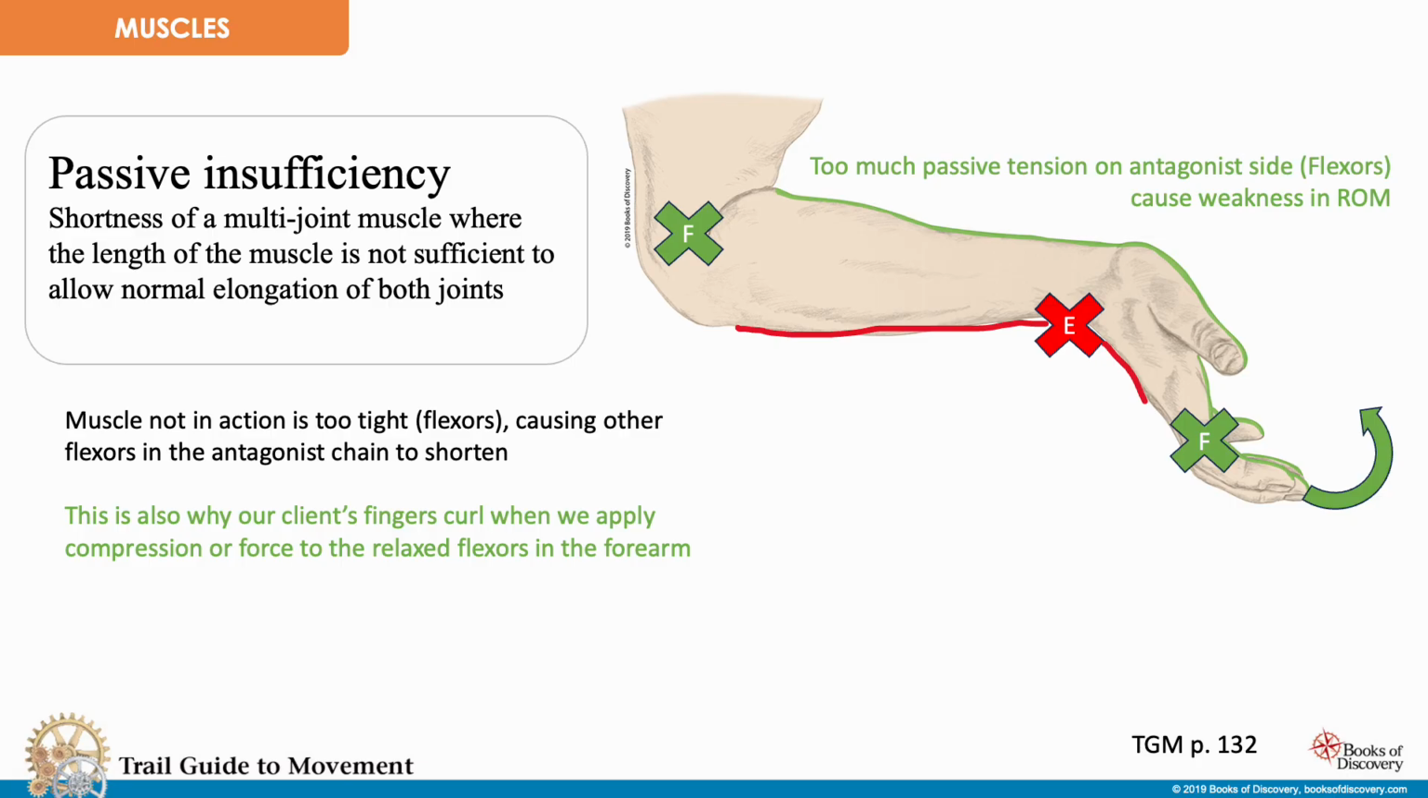So this is why we always check for tightness by looking at the opposite side. If your client can't fully extend their wrist, don't just work on the extensors to make them stronger. The problem is usually passive insufficiency in the flexors. They're too short to allow the movement to happen. You have to lengthen before the limb can move freely.